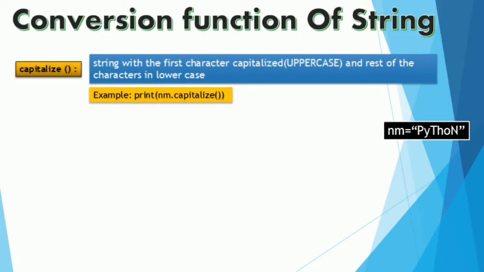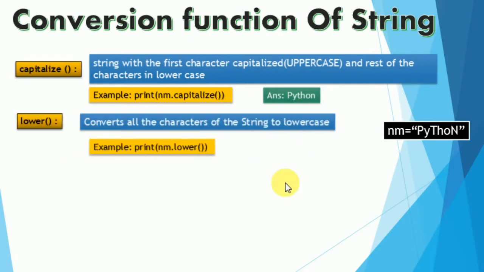capitalize, to make uppercase the first character of a string, first character only. If I use print nm dot capitalize, it will capitalize the first character and the output is going to be like this. The Python P is going to be capital, and the rest of the characters are going to be small letters. Second case is lower. It converts all the string characters to lowercase. nm dot lower, and if you see the output, the Python is going to be in small letters.